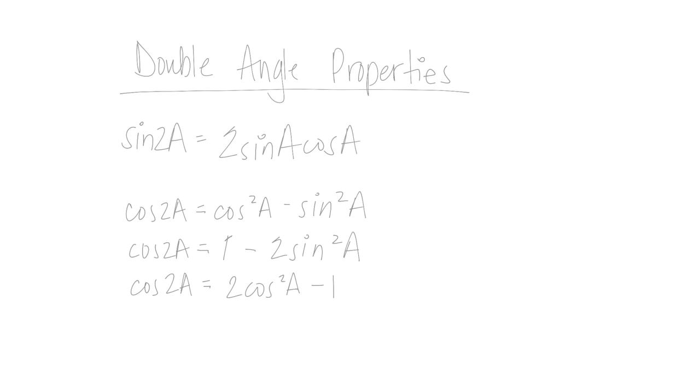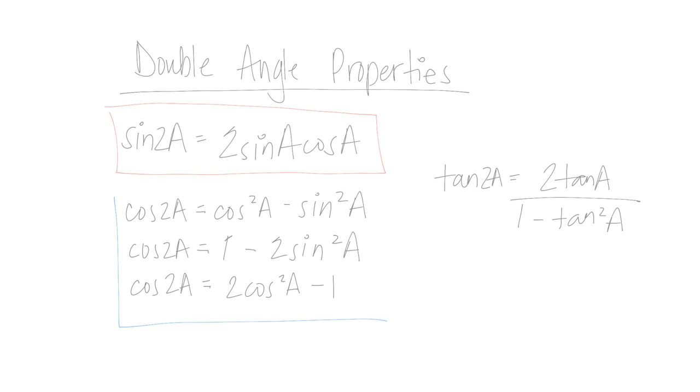Then you also have tangent. Tangent of 2a equals 2 tangent of a, all divided by 1 minus tan squared a. Alright, so you're going to want these in your notes, and I'm going to show you how we use them in terms of solving equations. There are other problems that these are useful for, but we're just going to focus on solving.